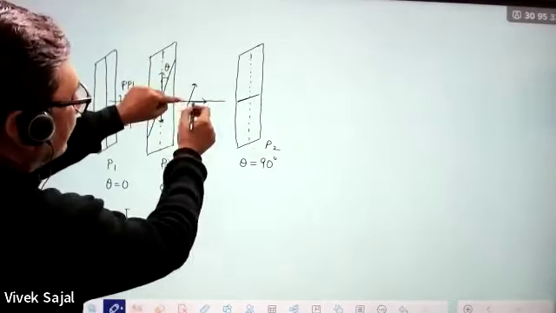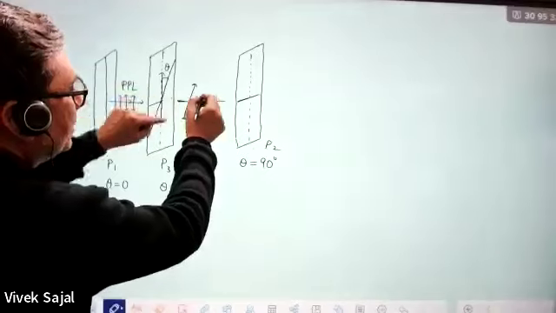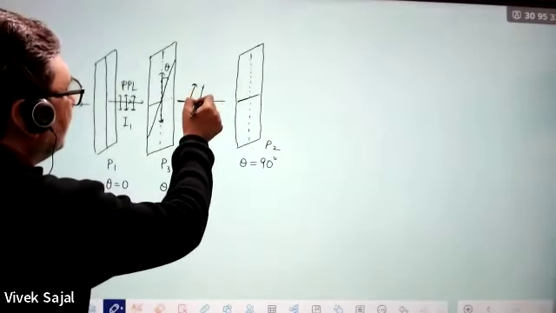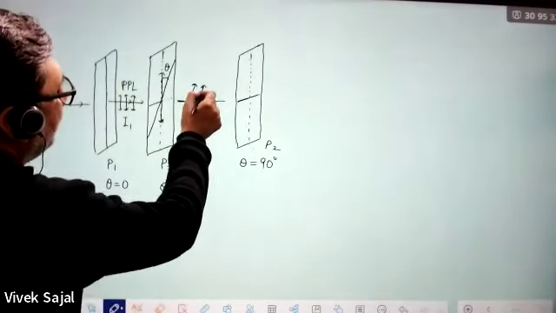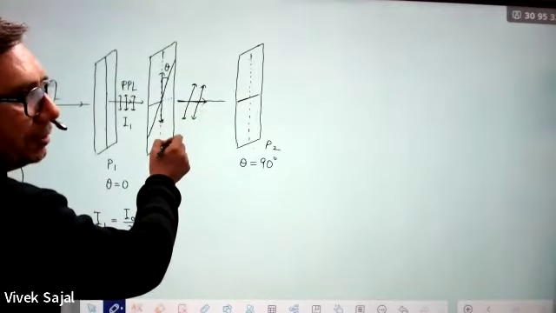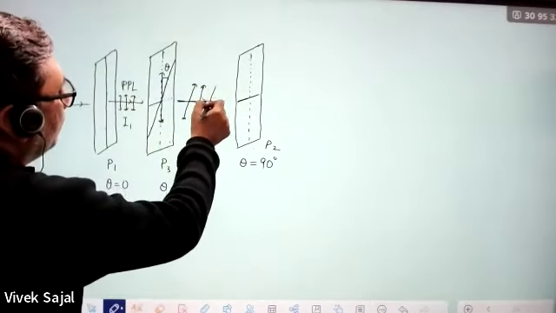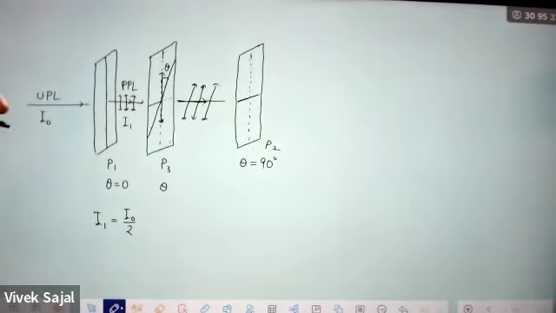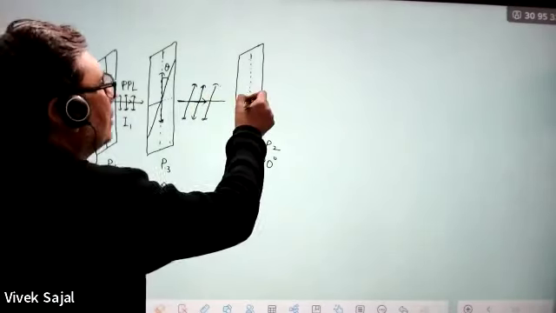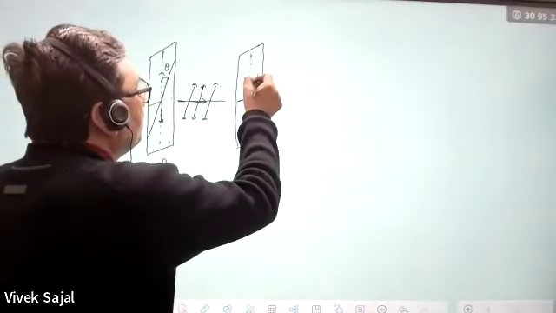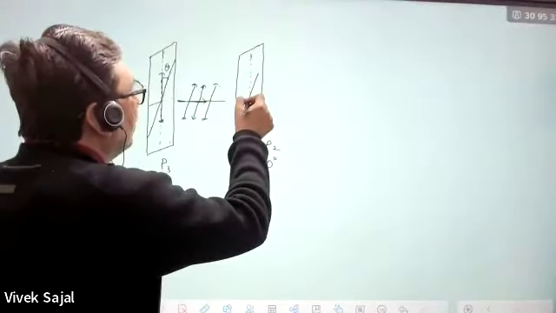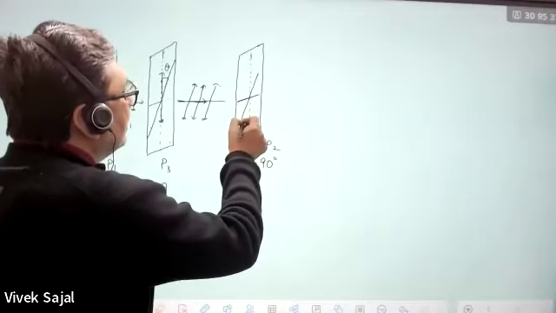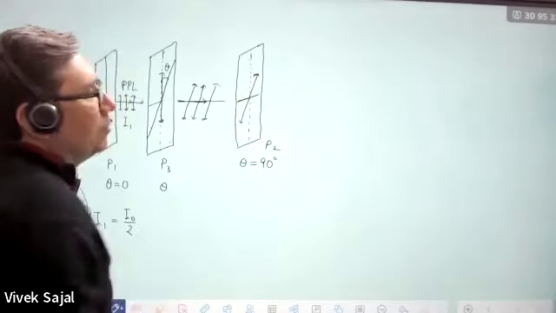These electric vectors are perpendicular to this direction, but they are a little bit tilted, and they are parallel to the path axis of this middle polarizer. They are like this. Now where will they fall here? They will fall like this. These are the electric vectors when they are falling over here.